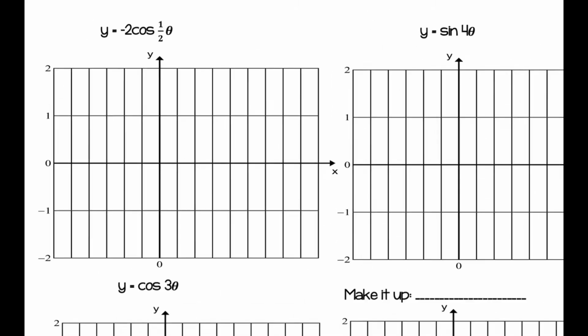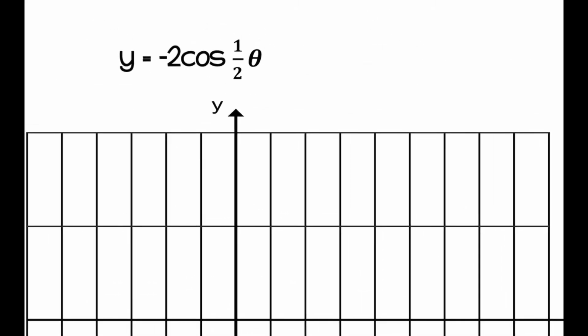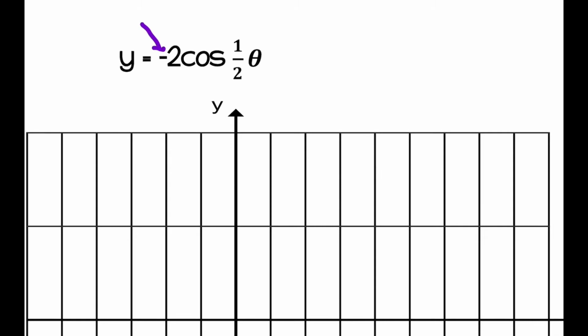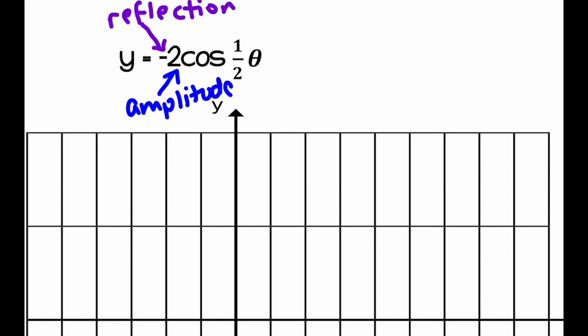Okay, let's look at this next problem right here. There's a lot of things going on here. There's actually 3 transformations that we have to concentrate on. Going from left to right, we have first a reflection. Then we have amplitude, so it's going to be stretchy. And then we have a period change.